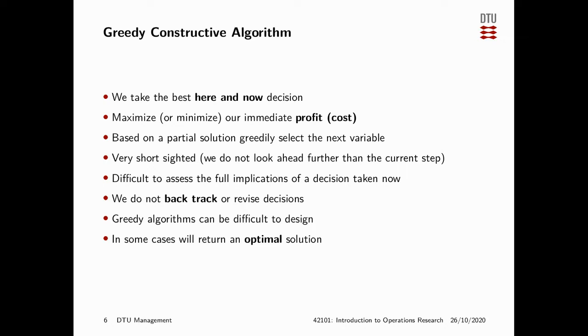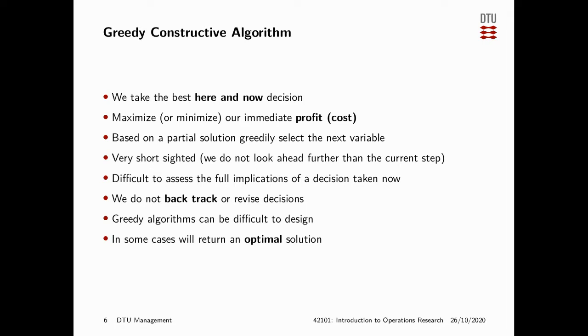It's very short-sighted. We do not look ahead further than the current step. If you're looking at profits, you simply maximize your immediate profit without any regard for the implications in the future. Contrast this to something like a linear programming approach, which synthesizes all constraints and variables at the same time, weighing up the trade-offs. Here you sequentially choose variables and set their values. You're in effect considering these variables in isolation, making the best decision without consideration for future implications.